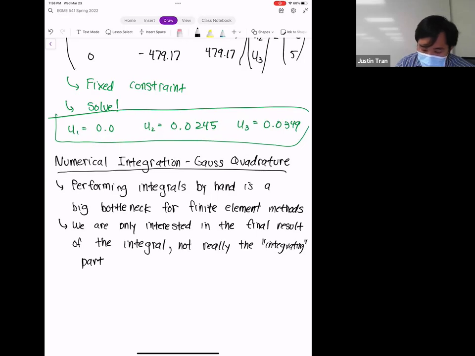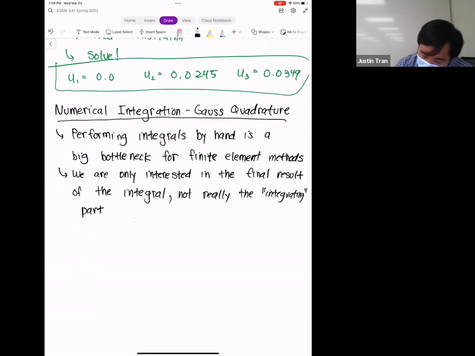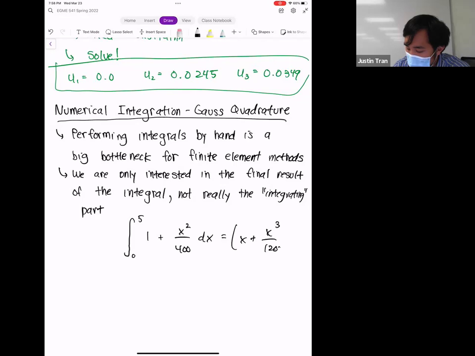And so let me kind of illustrate that with the last example. One integral that we had to perform in the last example, it wasn't the hardest integral in the world, was the integral from 0 to 5 of 1 plus x squared over 400. If we perform this integral, we have x plus x cubed divided by 1200, right? We evaluate this from 0 to 5.